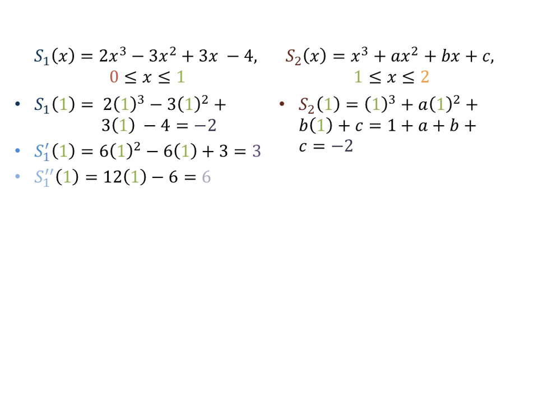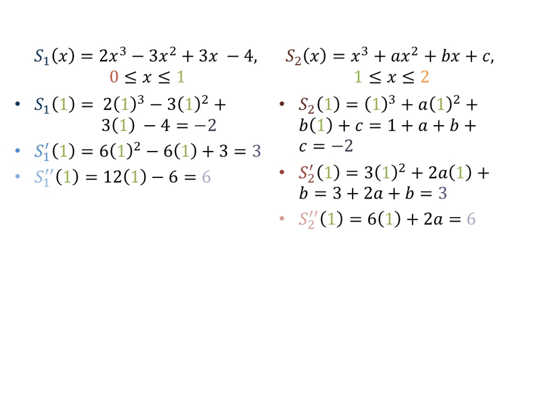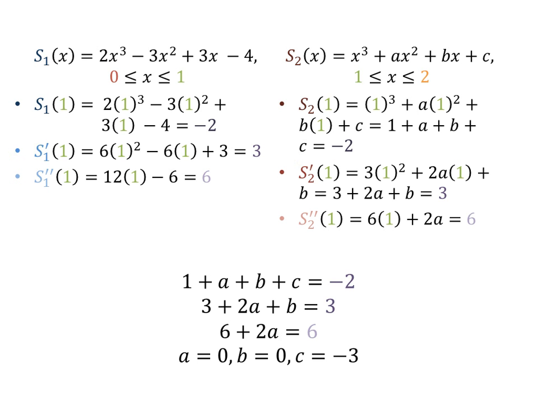So we'll plug in 1, plug in 1 at the first derivative, and plug in 1 at the second derivative. This gives us 3 equations and 3 unknowns, which we can solve so that a is 0, b is 0, and c is equal to -3.